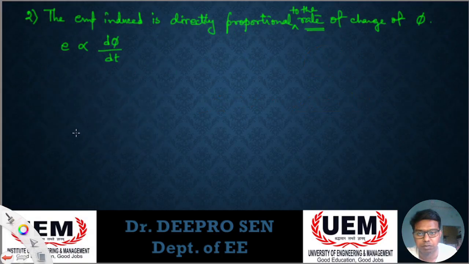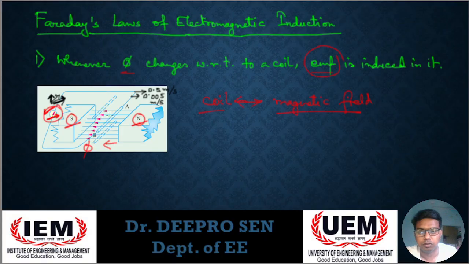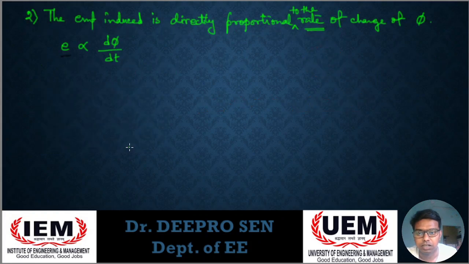This is what is meant by the EMF being directly proportional to the rate of change of flux. So it's the same thing. If you keep the conductor constant and move the magnetic fields at a similar speed, then EMF will again be proportional to the rate of change of flux. So this is the second law of Faraday.